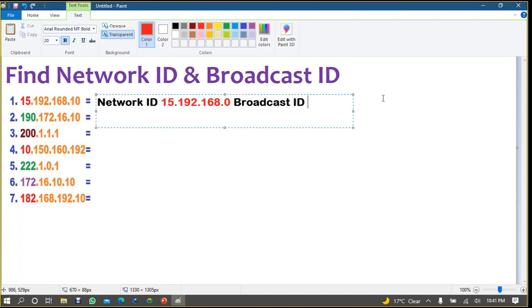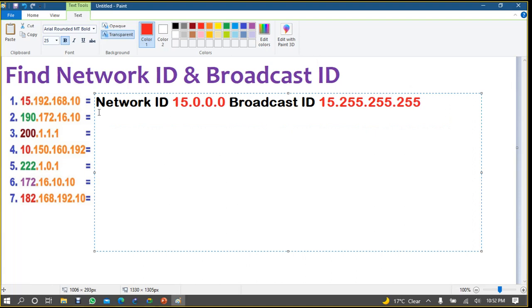Now asking for the broadcast ID. So what will be the broadcast ID of this? So broadcast is 15.255.255.255.